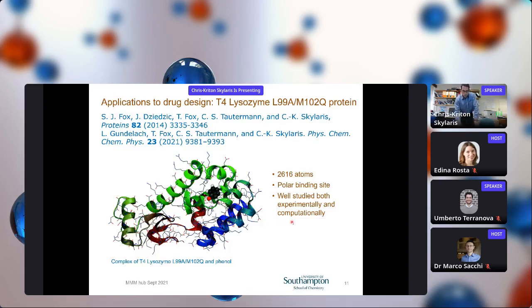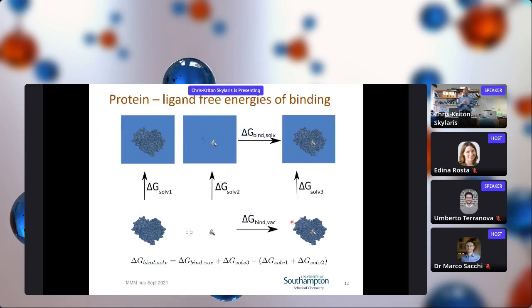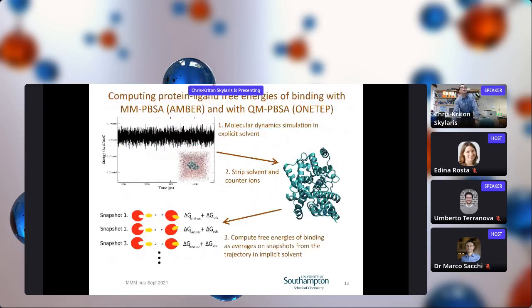And we follow an approach to calculate free energies of binding in solvents. So we need to have a thermodynamic cycle, as you can see here, and the end result that we want to get is the delta G of binding in solvent of different ligands to the protein. And we do this with an approach called MMPBSA when you're using a classical force field, or we can call it QMPBSA when we're doing it with DFT.